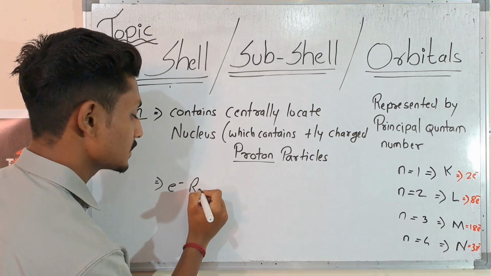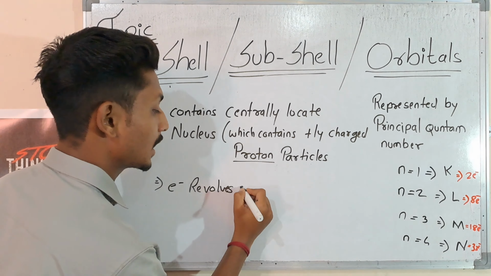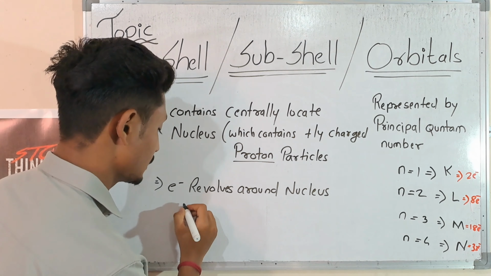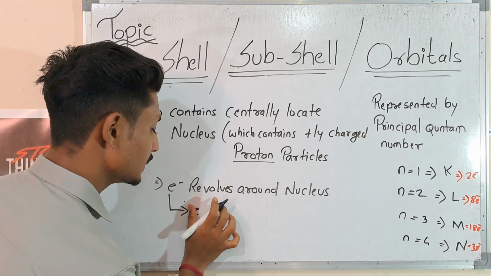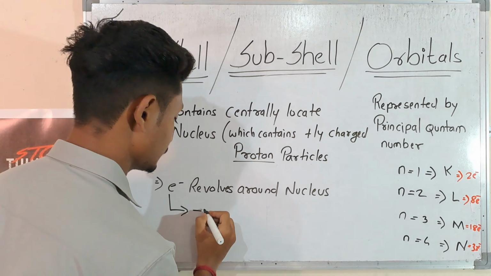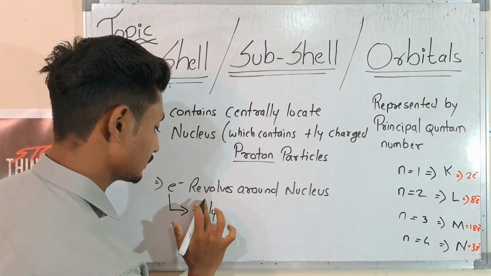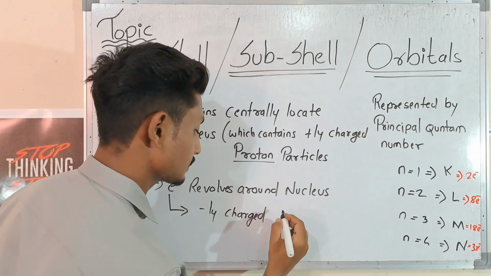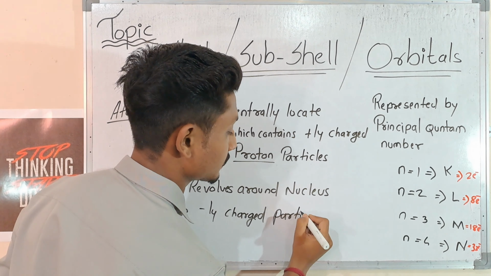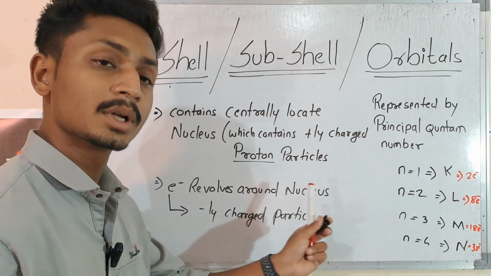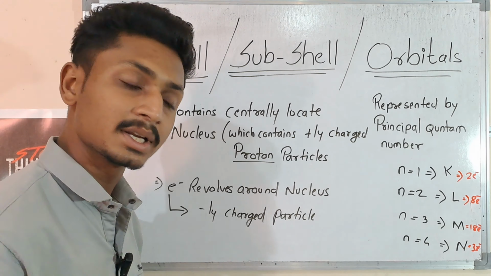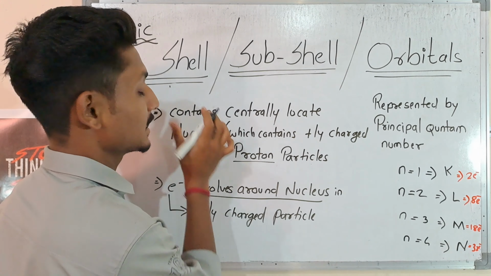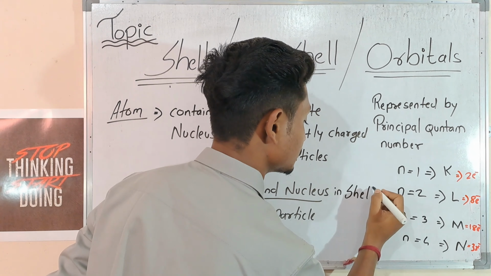Electron revolves around nucleus, which is electron is a negatively charged atomic particle. Electrons revolve around the nucleus, and the negatively charged particle revolves around the nucleus in orbits, in shells.